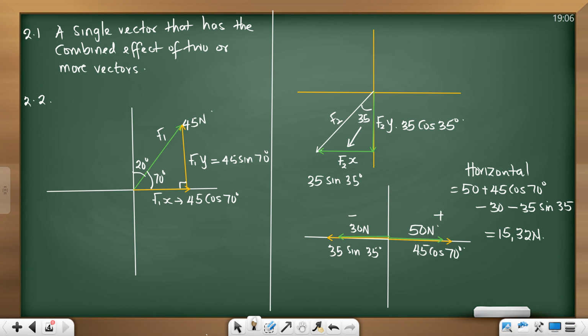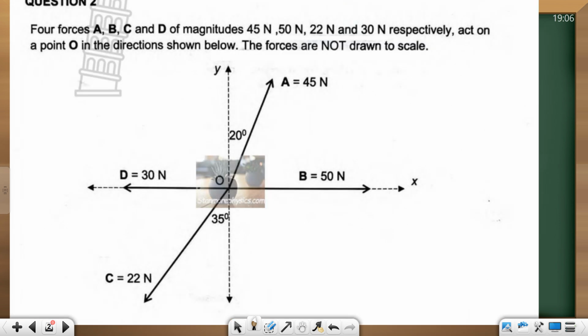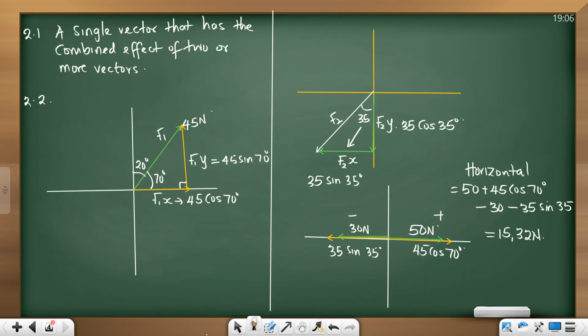It was 2 marks. I don't know why they said 2 marks, but it's not making sense for 2 marks. It's more than 2 marks. Sum of the vertical components. Now, how many vertical components are we going to have? We are going to have 2 of them, right? And what would that be for our vertical component?